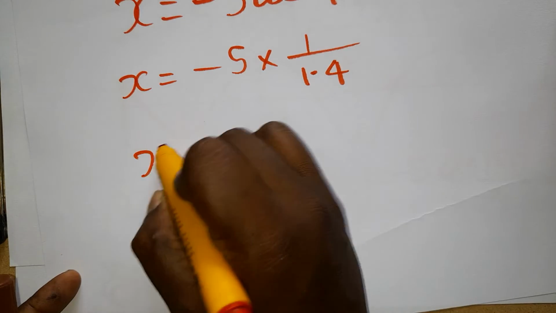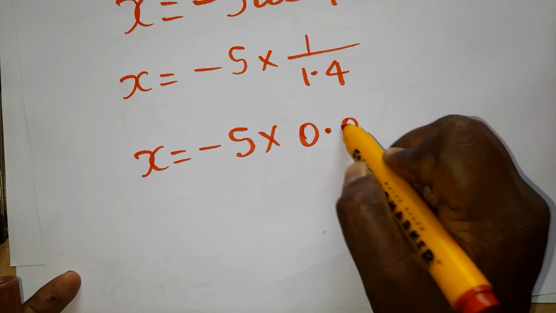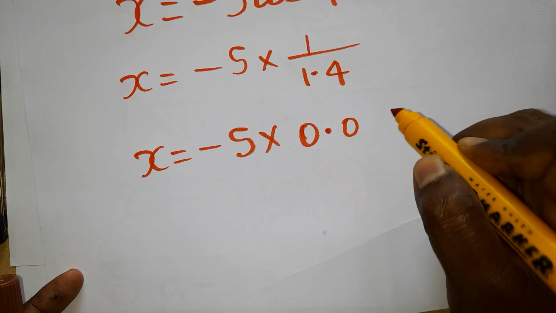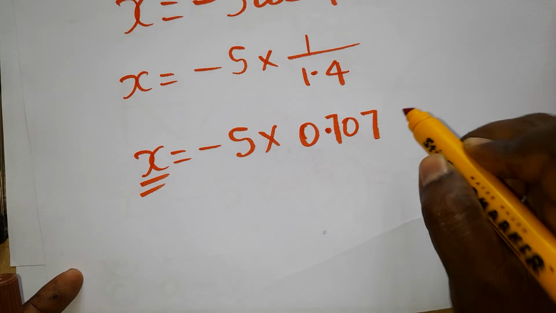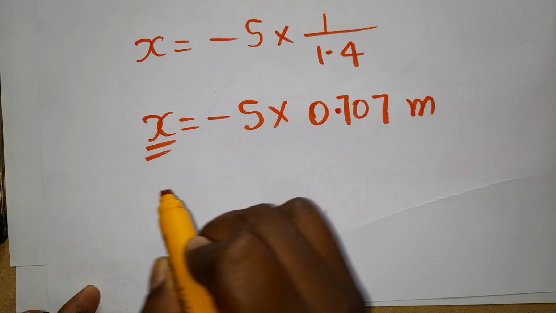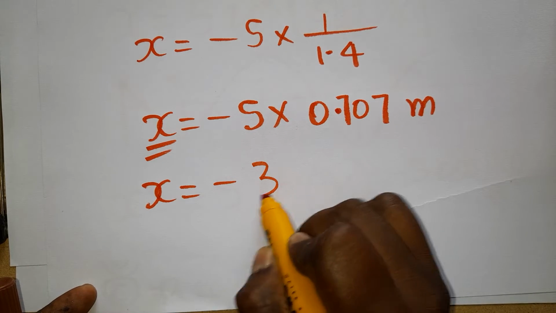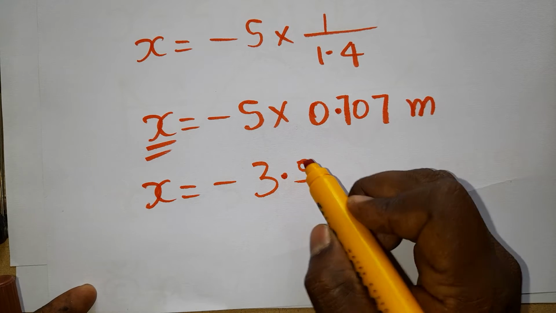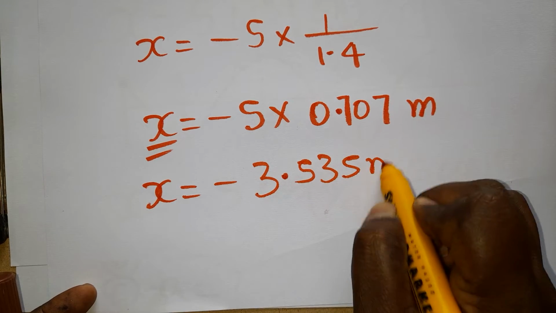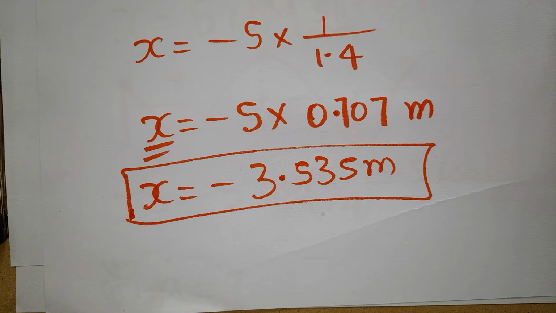So x is equal to minus 5 into 0.707. We are finding displacement, the unit of displacement is meter. So x is approximately minus 3.5 meter. First we found the displacement. Next I am going to teach you how to find the velocity.